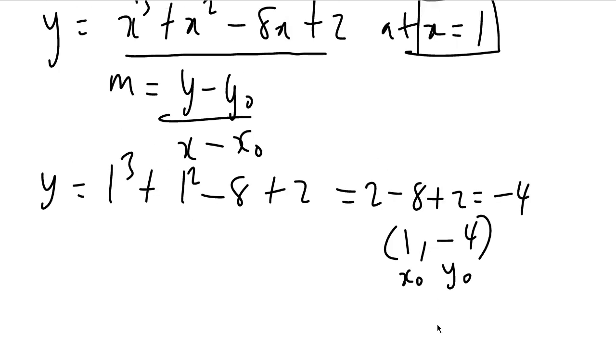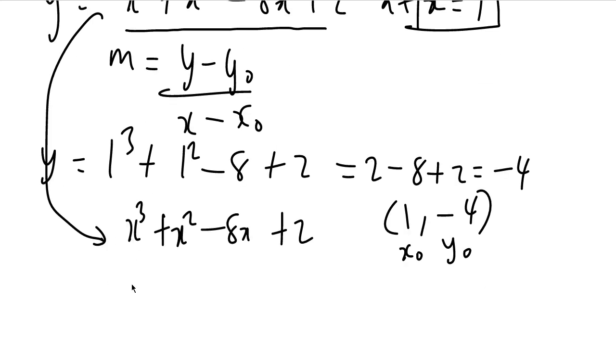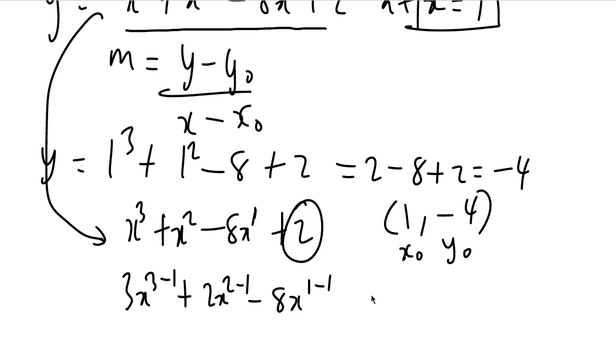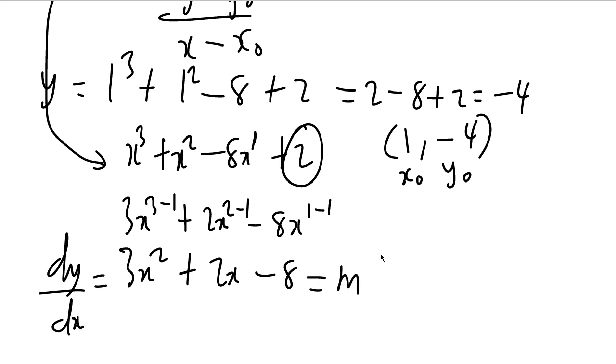And then what's the gradient? With what I just taught, we have x cubed plus x squared negative 8x plus 2. So the 3 comes down, right? So it becomes 3x to the power 3 minus 1 plus 2x to the power 2 minus 1 negative 8x to the power 1 minus 1, right? Because there's just one x there. And then remember, the differential of a constant is 0, right? So what we basically have is 3x squared positive 2x negative 8, because x to the power 0 where x is not equal to 0 is what? 1, right? So this is basically the dy/dx, which is the m.